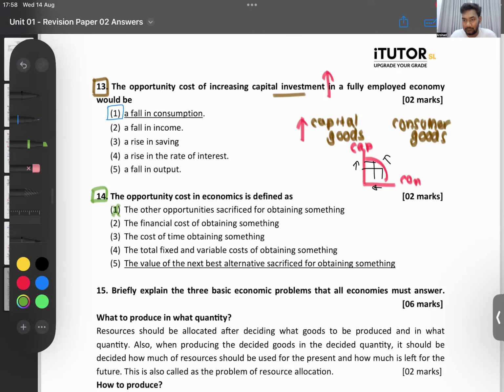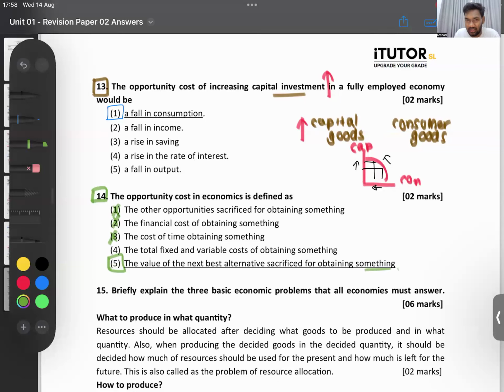Okay. Opportunity cost. How you define opportunity cost is your next best alternative. When you're going to calculate it, you look at direct and indirect cost. Remember unit number 4. It's not just the financial cost, not just the cost of time, but total fixed and variable cost, net, the value of the next best alternative sacrificed in obtaining. So that's just the direct definition.